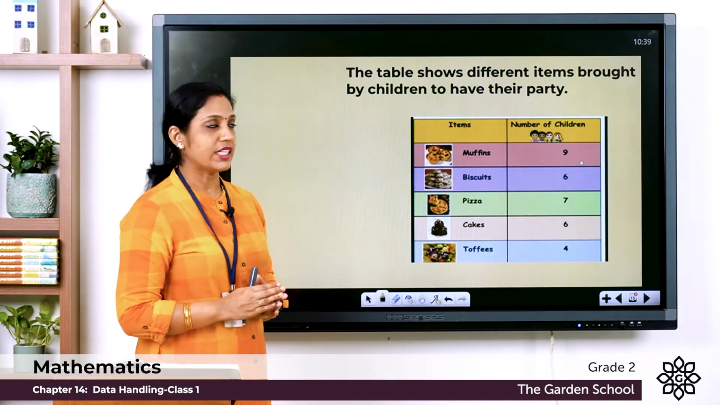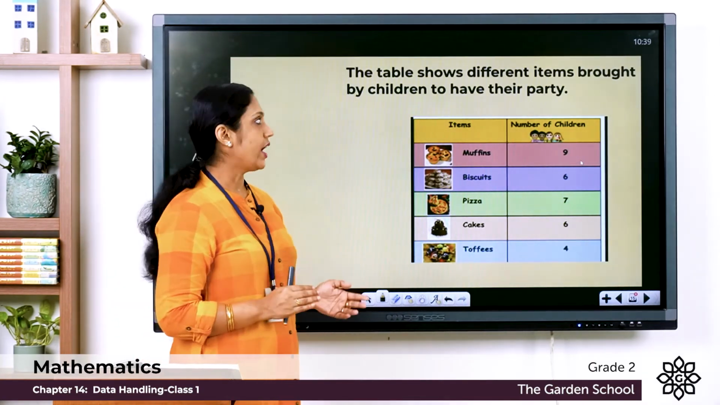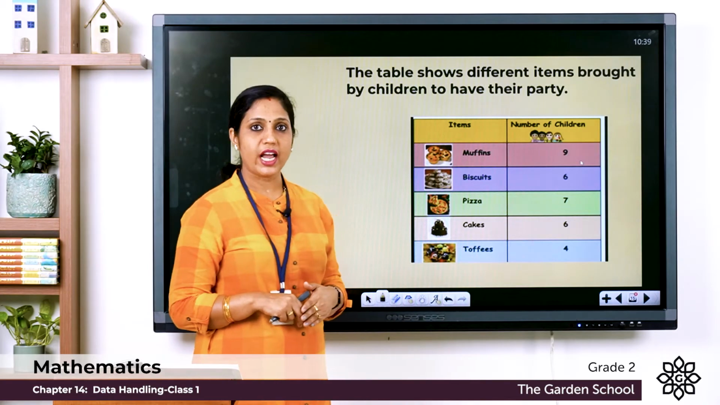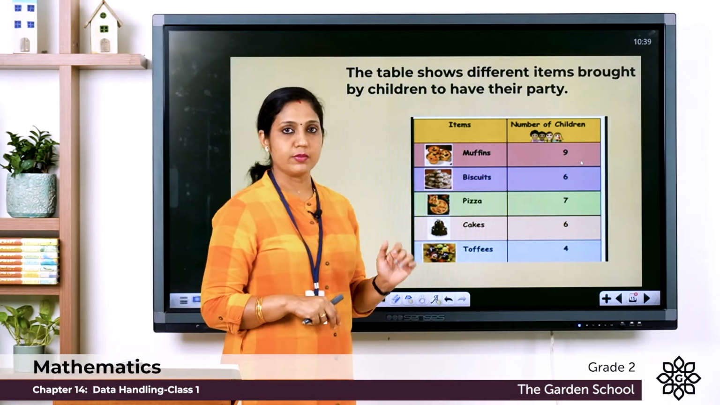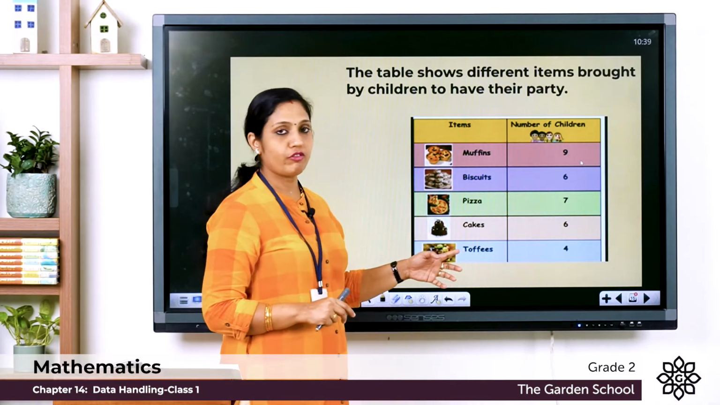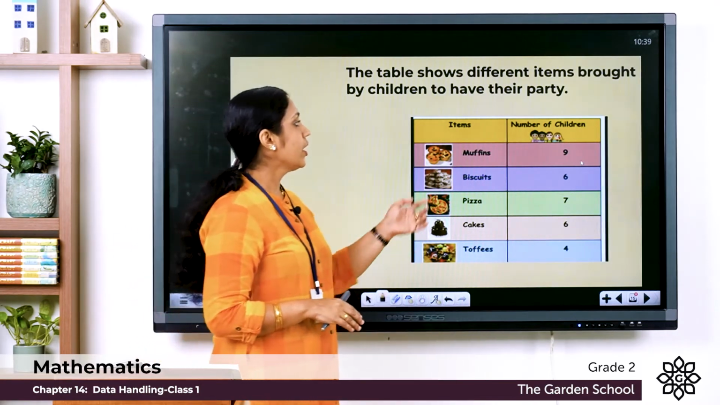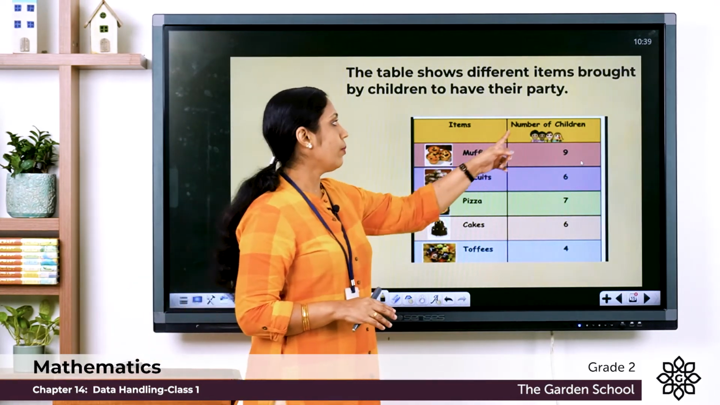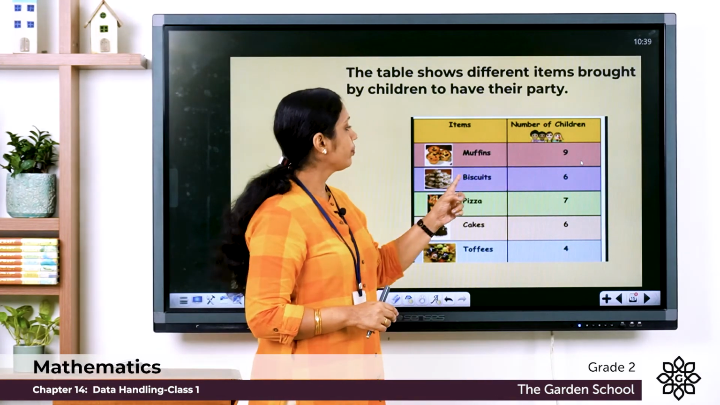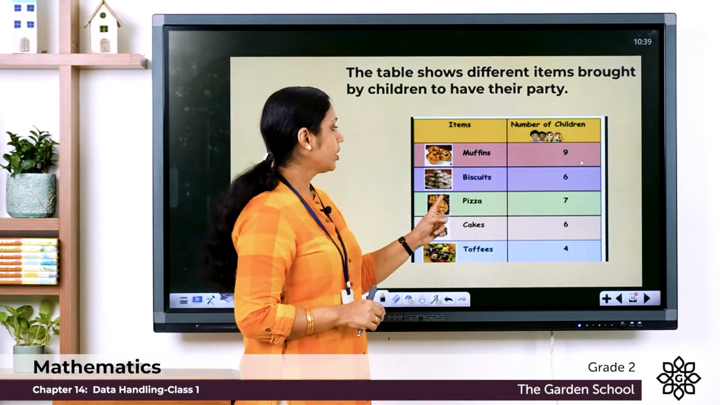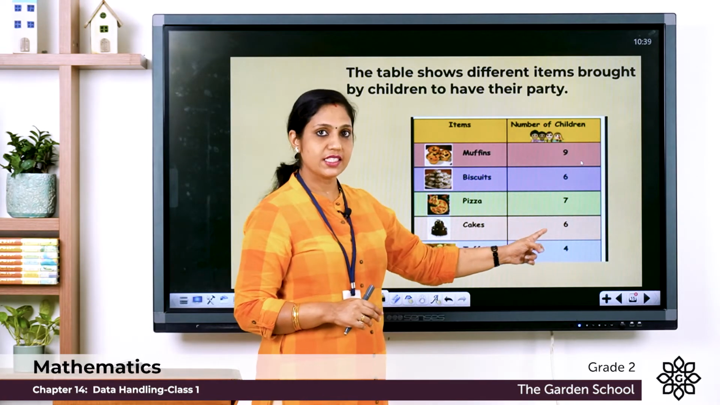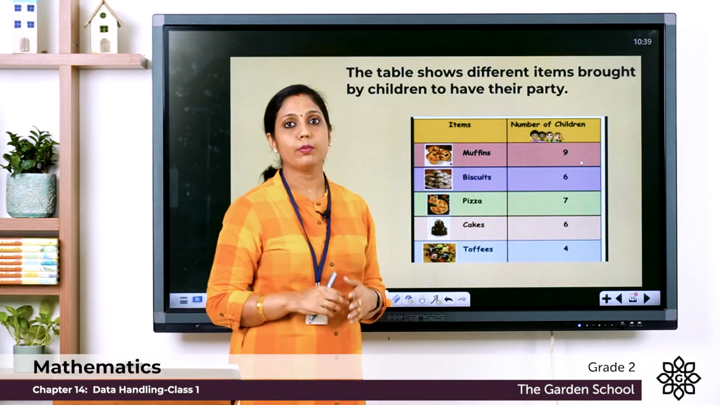Now in this question you can see the table shows different items brought by children to have their party. So you can see different items are there and children have brought these items. So let's see, muffins, biscuits, pizza, cakes, toffees are the items brought by children. And muffins, how many children brought? The number of children is given here on the right side. So muffins, 9 children brought. Biscuits, 6 children brought. Pizza is brought by 7 children. Cakes is brought by 6 and toffees are brought by 4 children.